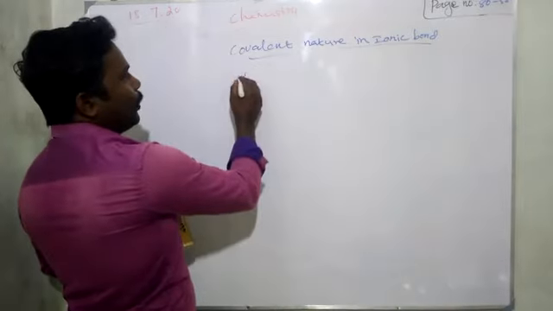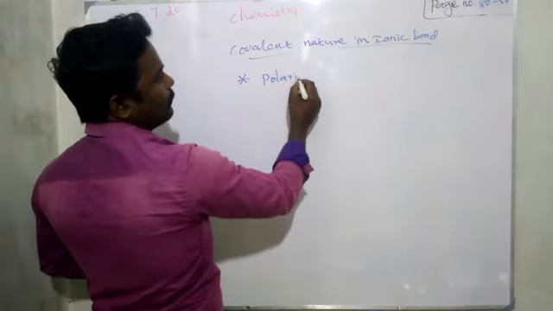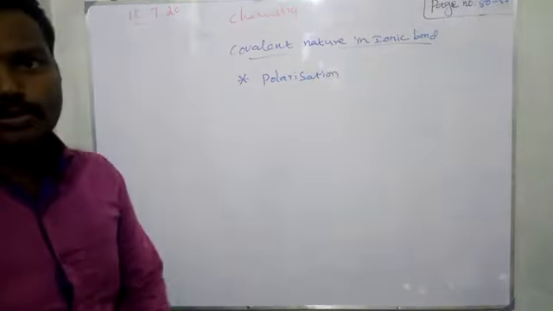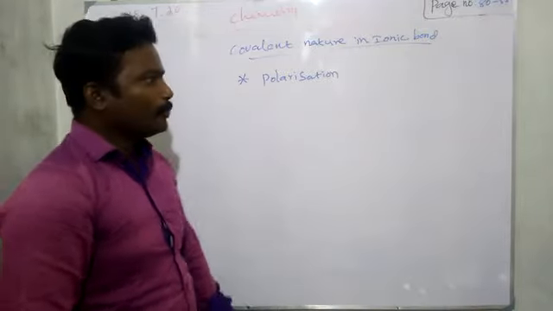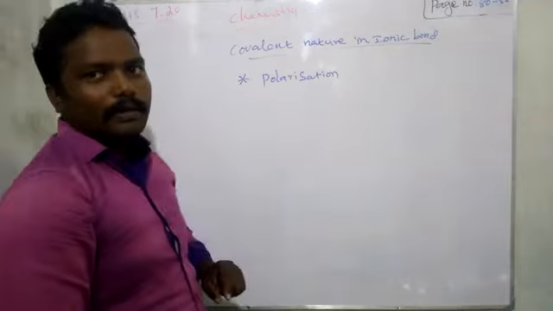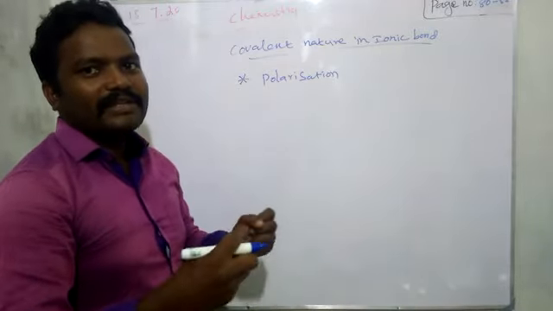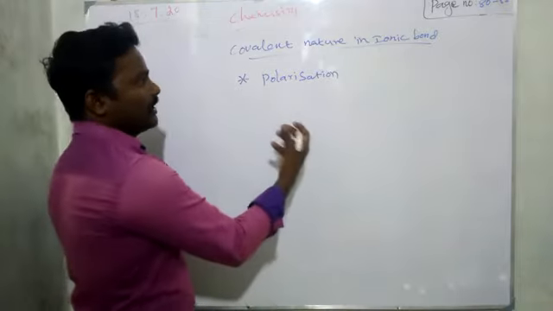Because of polarization. The phenomenon of polarization helps to find the covalent character in an ionic bond. So polarization means what? The positive and negative ions have some polarizing power. So we will see what polarization is.